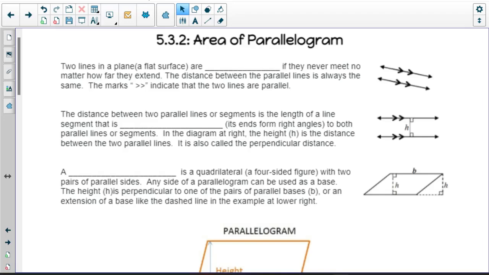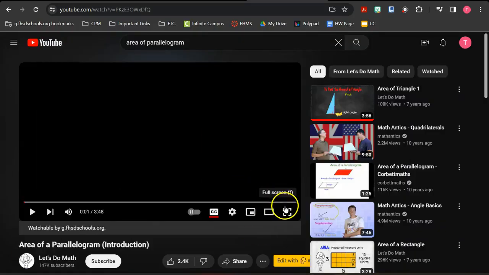Okay, so we are going to be doing area of a parallelogram for 532. And before we actually get started with these notes, I am going to play a YouTube video that gives a good way of just introducing area of a parallelogram. So just watch this real quick and then we'll actually get into the notes.